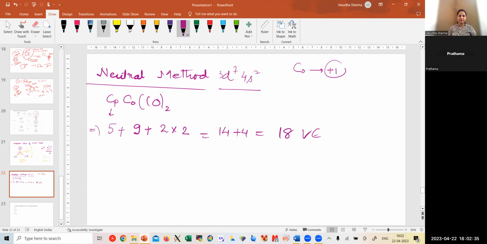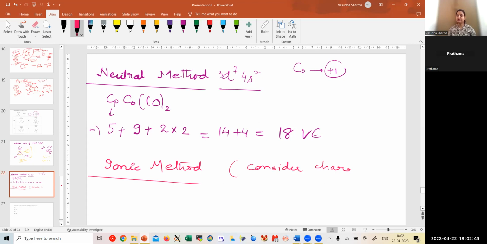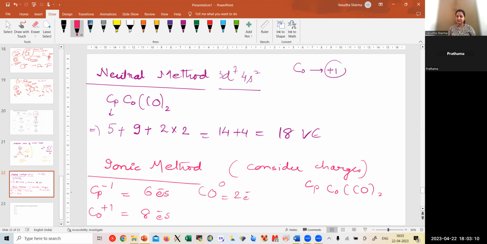Now if I am having the ionic method, you need to consider the charges on everything, be it ligand or the metal. So now Cp will exist as a -1, that means it will now give 6 electrons. Cobalt was in +1 oxidation state. Earlier it was 9. Now it will give 8 electrons. Carbonyl is having 0 charge, so it will continue to give the 2 electrons. Now if we consider Cp, cobalt, CO whole 2, Cp is 6 electrons, plus cobalt is 8, 2 into 2. Again, this is 14 plus 4, that is 18.